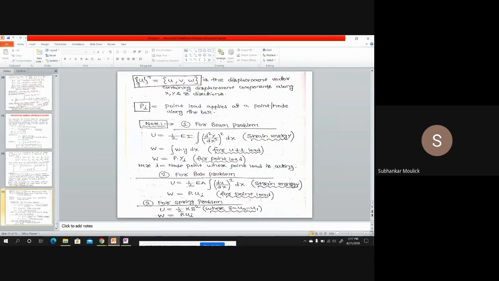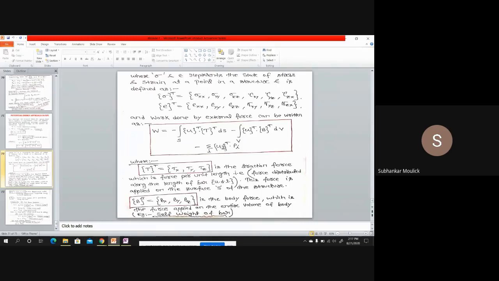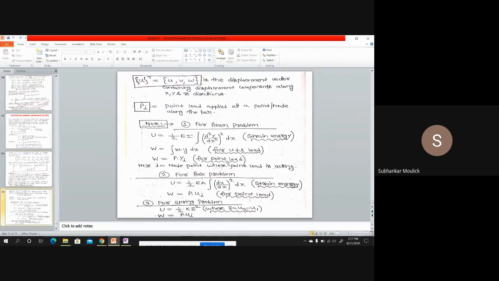Last slide. Again, see, U is also a vector here. If you are talking about 1D, one dimensional, the displacement of the problem is U. In two dimensions, you will have two displacements, one along the x-axis and one along the y-axis. If along the x-axis the displacement is u, along the y-axis v, along the z-axis w, then whatever is asked in the question, you have to take that particular displacement and solve the problem. And what is Pi? Pi is your point load applied at a point or node along the bar.